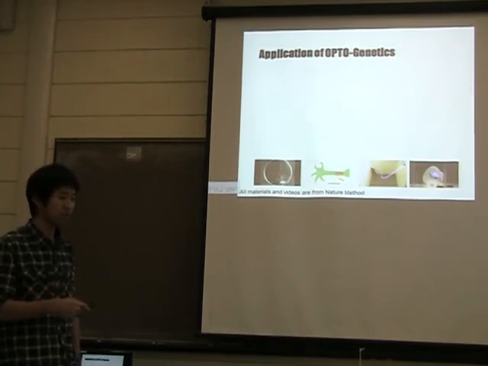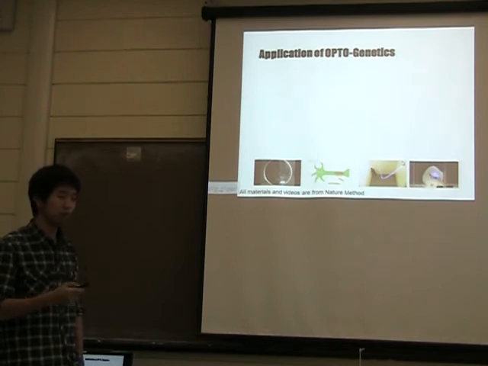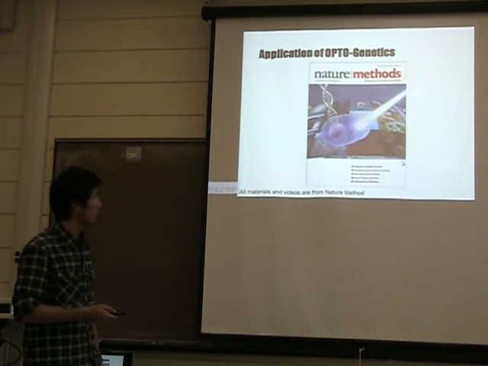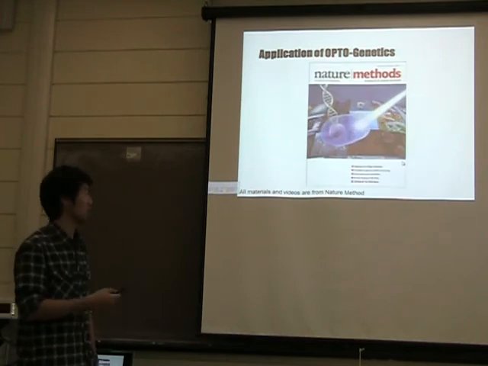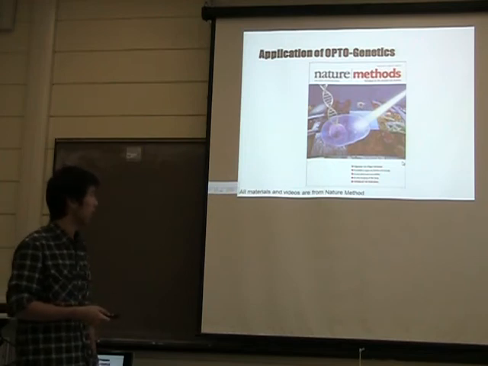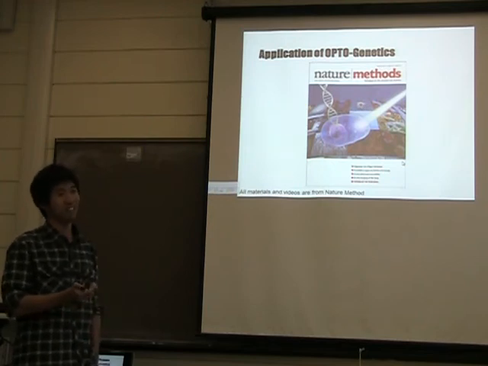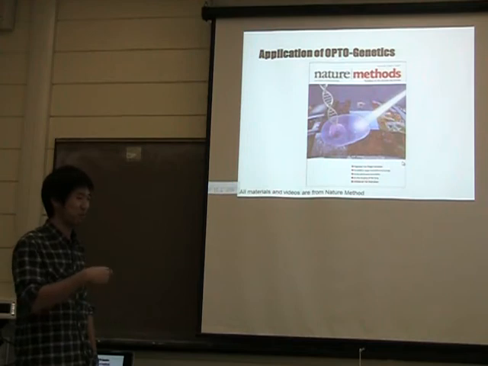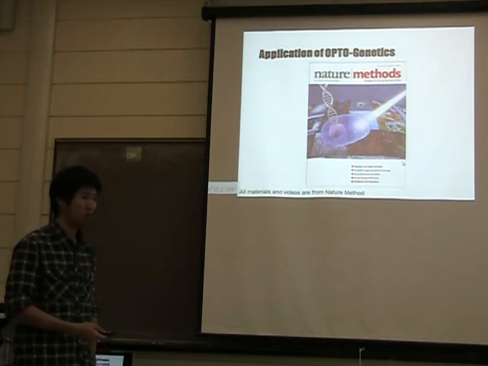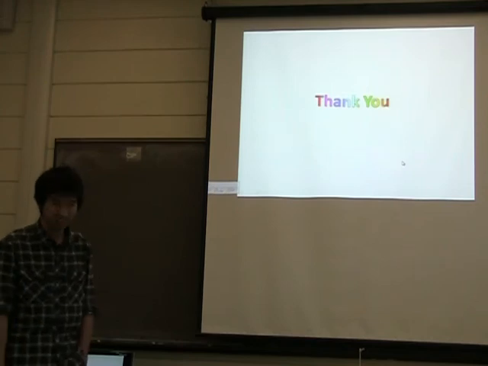Because optogenetics is shining everywhere, from animal behavior research to protein interaction in cells, the journal Nature Methods selected this method as the Method of the Year in 2010. And now, what do you think of neuroscience if we use this kind of super technique in it? That's all I'm going to talk about. Thank you.